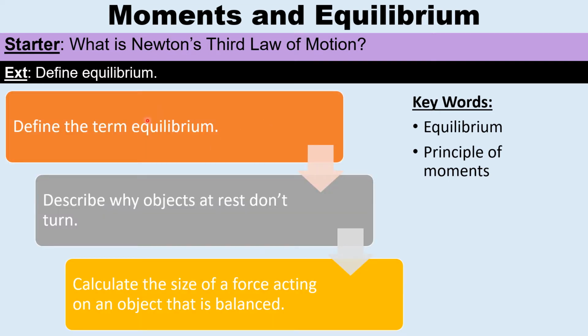For the learning objectives, we've got: define the term equilibrium, describe why objects at rest don't turn, and calculate the size of a force acting on an object that is balanced. So we'll be doing a bit of calculations today, but for now have a go at those two first questions.